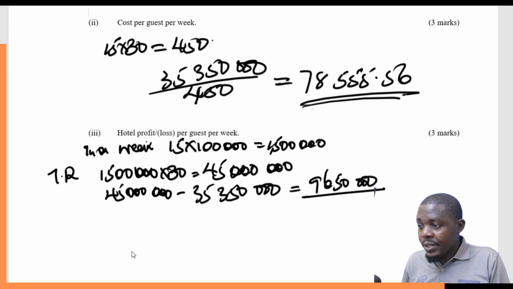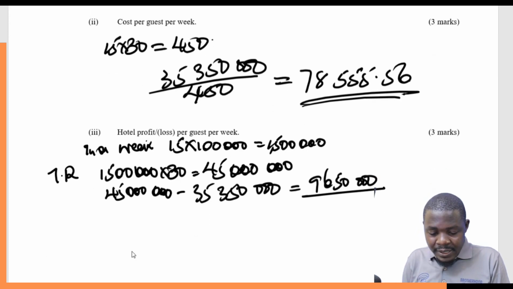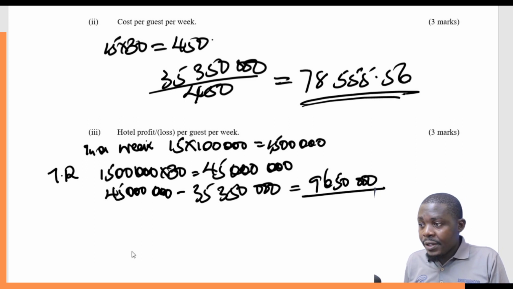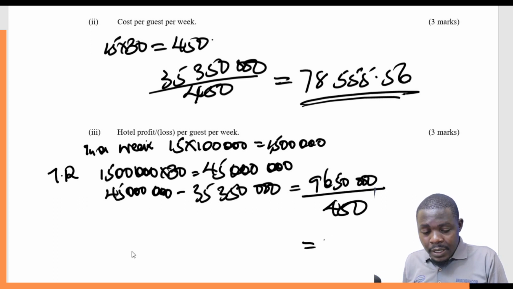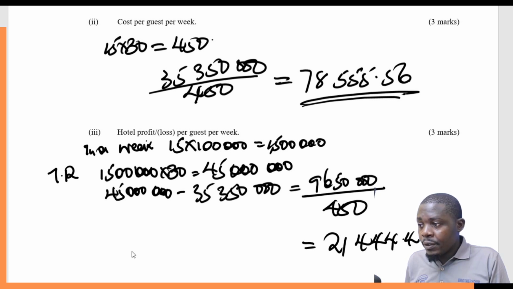But now we are being told per guest per week. We divide 9,650,000 by 450. Realize that we are making the profit per guest, that is divided by 450. We are making approximately 21,444 shillings profit per guest.